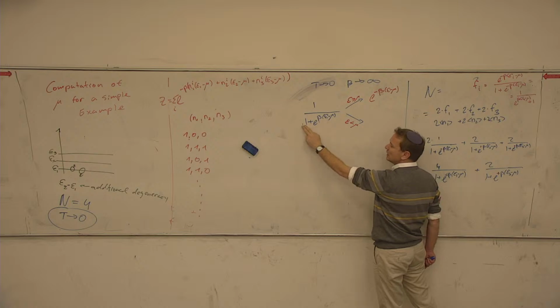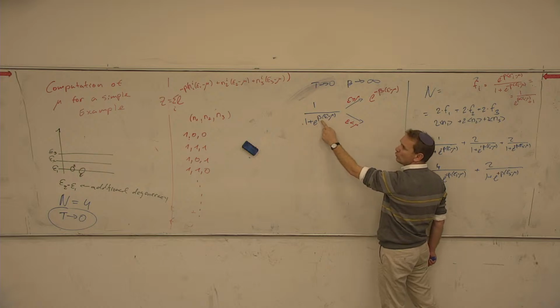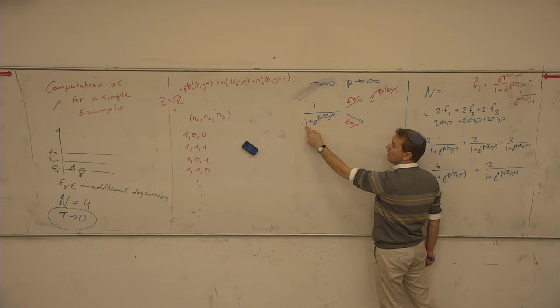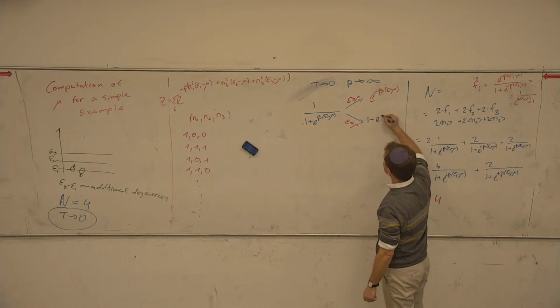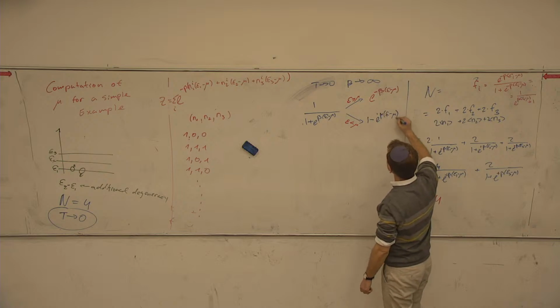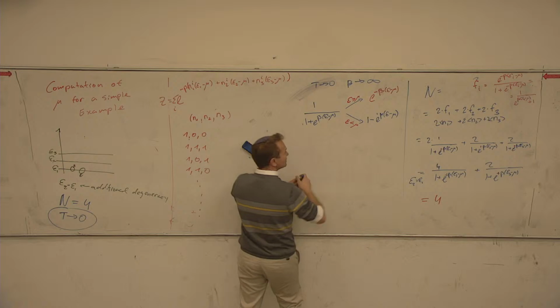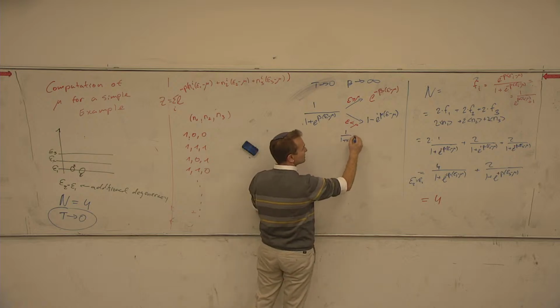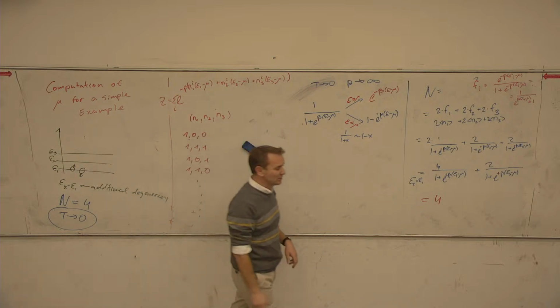So we have an exponent with a very large and negative argument, so this is a very, very small number. So 1 plus something very small, we obtain 1 minus e to the power beta (epsilon minus mu). Okay? In order to get this, I used 1 over 1 plus x is approximately 1 minus x. So this is the Taylor approximation that I was doing.